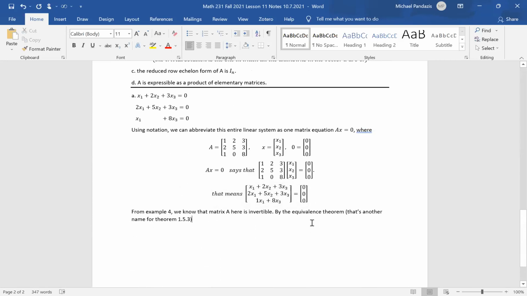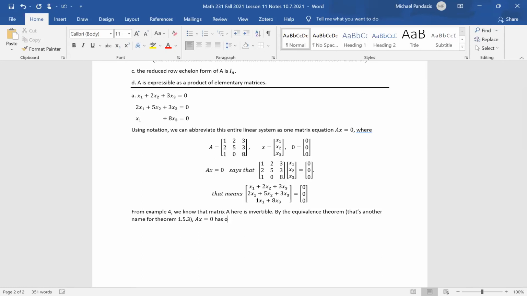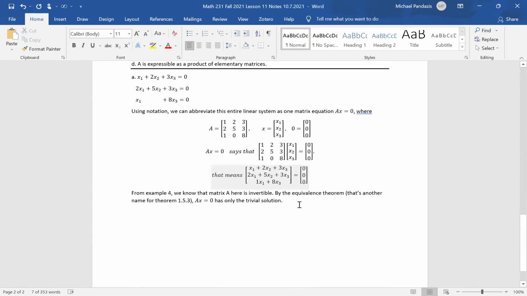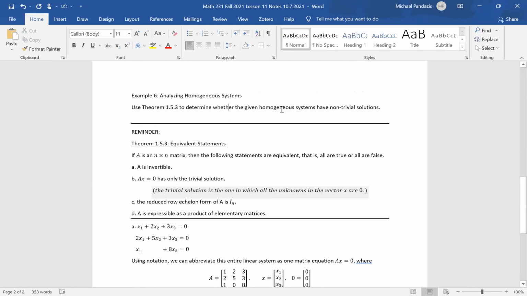You could say by the equivalence theorem. So by the equivalence theorem, Ax equals 0 has only the trivial solution, because that's what B says, and it's equivalent to A. A is invertible, which means that Ax equals 0 has only the trivial solution. That statement is true. So if Ax equals 0 has only the trivial solution, then the answer to whether the given homogeneous system has non-trivial solutions is no, it does not have non-trivial solutions.